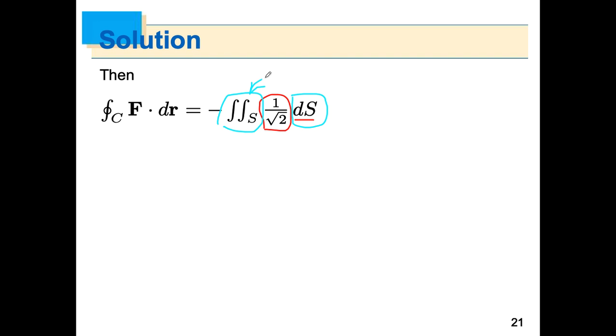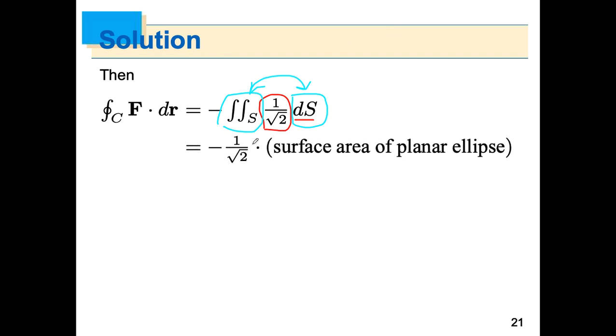And this should look very familiar to us. Whenever we take the double integral over a surface of ds, what do you recall this is? The constant's just going to get pulled out, so here's the 1 over rad 2 and the negative. It's just simply the surface area of whatever you're dealing with. In this case, it's a planar ellipse, because obviously it's a plane that's cutting diagonally through a cylinder. That's going to create a cross section of a planar ellipse.